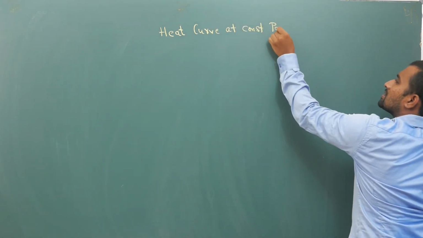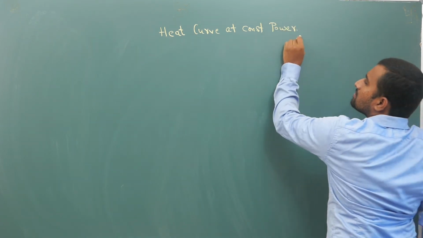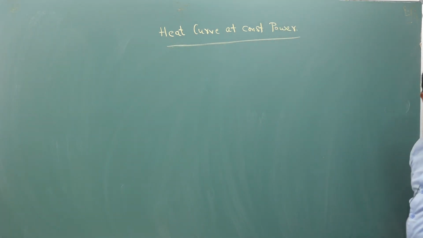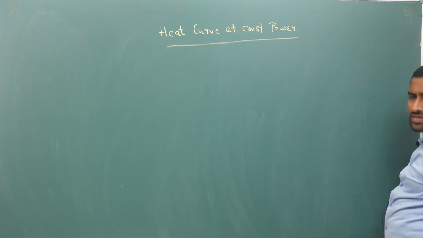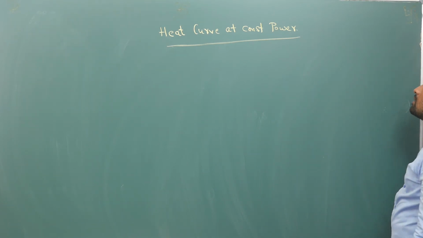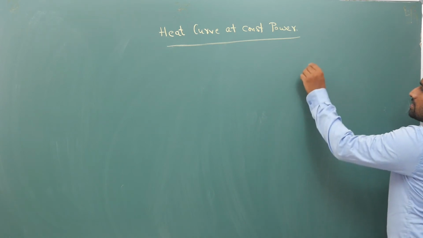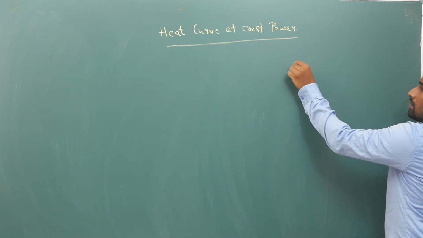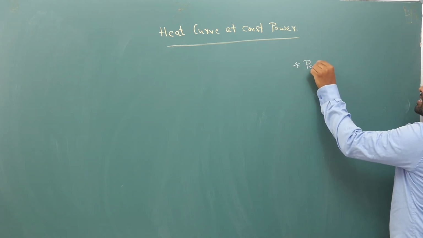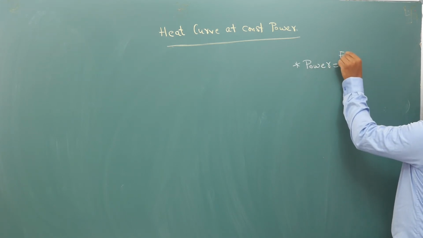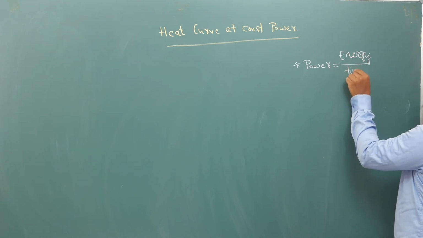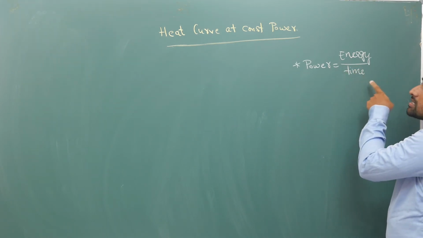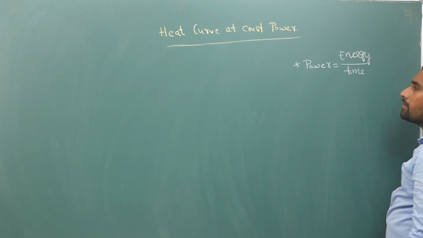Constant power means you are supplying energy at a constant rate. Now in this case, before I solve, you need to know certain basic things, which I hope you have not forgotten yet. Your power is energy by time. So if you want energy, energy is power into time.